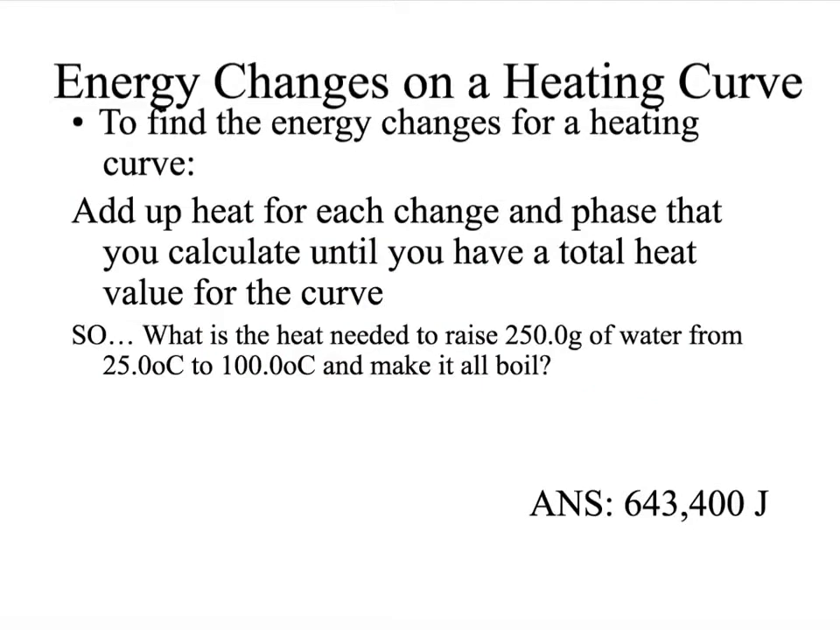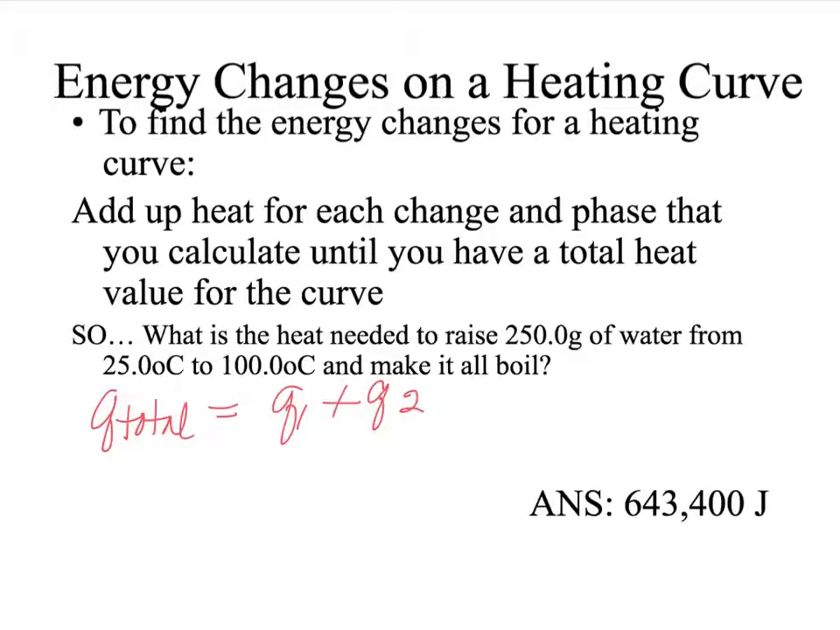All right, so let's put this all together. Energy changes of a heating curve. To find the energy changes, you're simply going to add up the value for each change and the value at each phase change until you've calculated all the parts that you need. We've already done this in our previous two slides, but if we were going to do this, we would say Q total is equal to Q1 plus Q2 in this case.